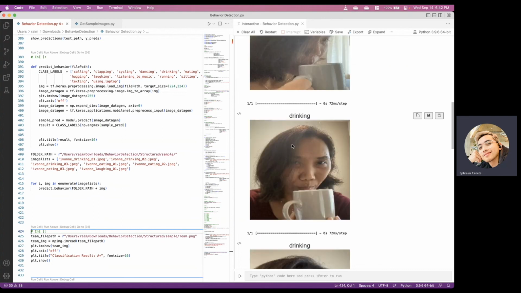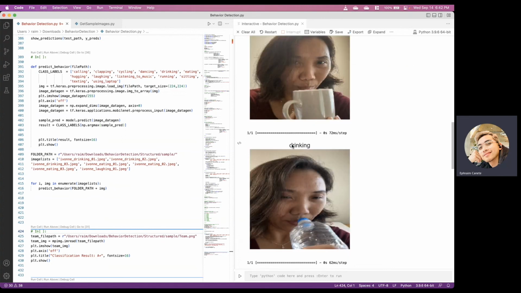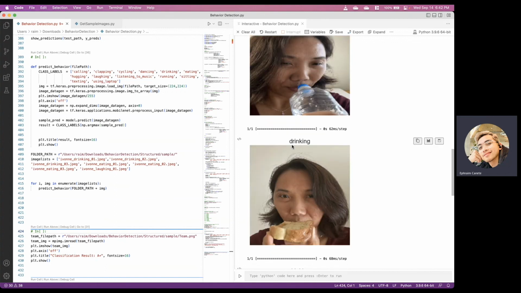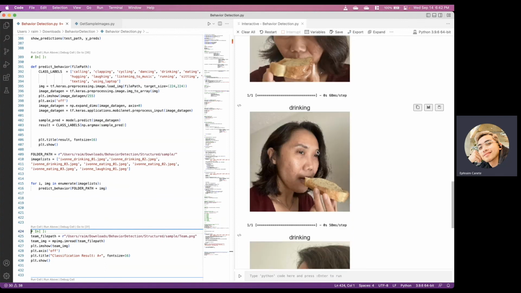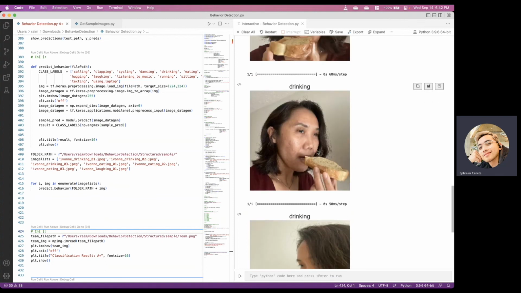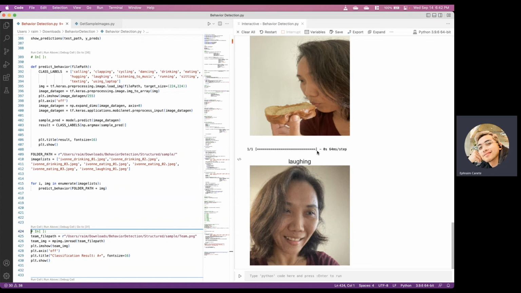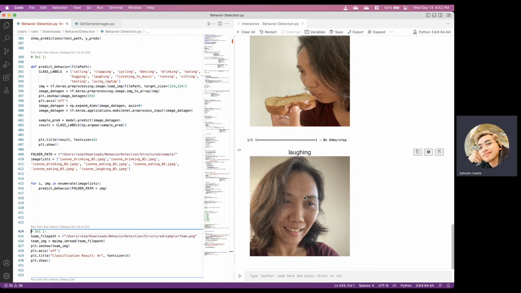When she's drinking, it classifies that as drinking, and also this drinking image. Another is when Yvonne is eating, so our model wrongly classified it as drinking, because I think our model classifies anything related to the mouth as drinking. This is another eating, which was wrongly classified as drinking, and another. And the last one is when Yvonne is laughing, so the model correctly identifies it. So anything with a smile is a laughing classification for our model.